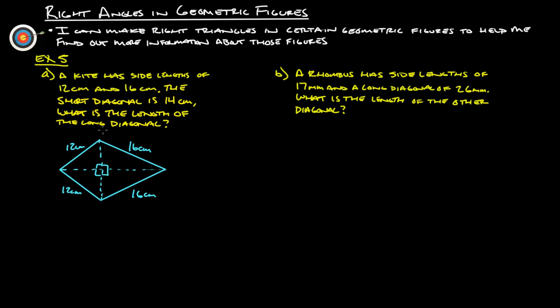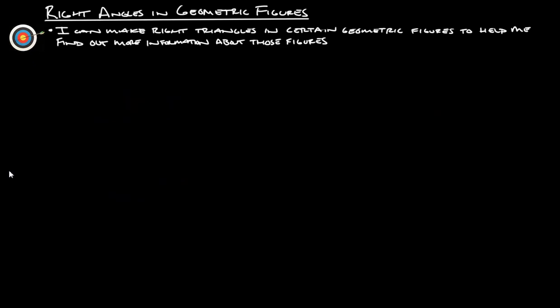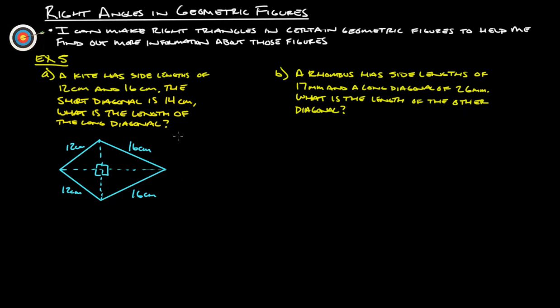Since this whole thing across here is 14 centimeters, we know from our previous piece that it bisects the short diagonal. So this short diagonal gets cut exactly in half. If we take 14 and divide it by 2, that gives us 7. So this piece here is 7 centimeters and this piece here is 7 centimeters. With that, we're going to try to figure out what this long diagonal is.